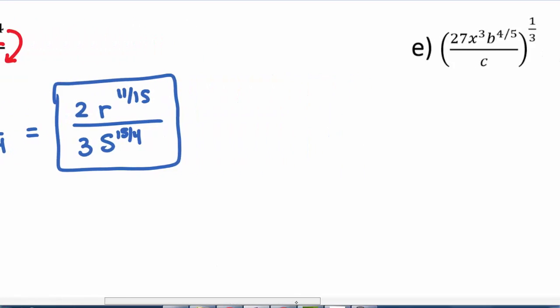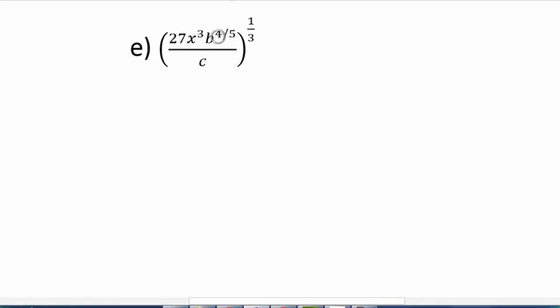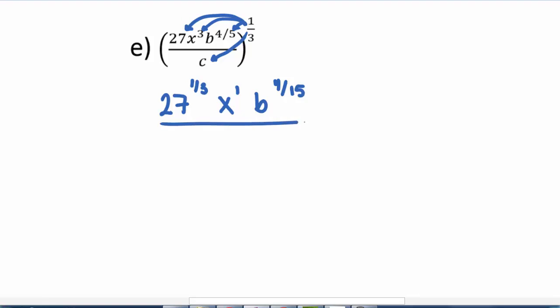All right, part E. So now I'm taking everything on the inside where I'm multiplying and dividing and raising it to the 1/3 power. So that means 27 to the 1/3 power. X, 3 times 1/3 is 1. Then I'll move to the b. 4/5 times 1/3 is 4 over 15 over c to the 1/3 power. So I don't have multiple x's, b's, or c's, so those are good.